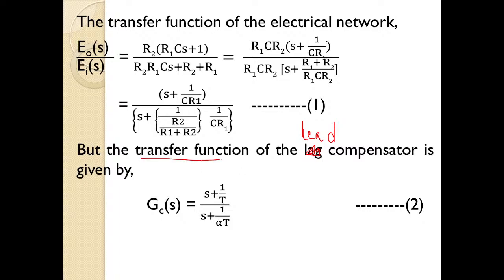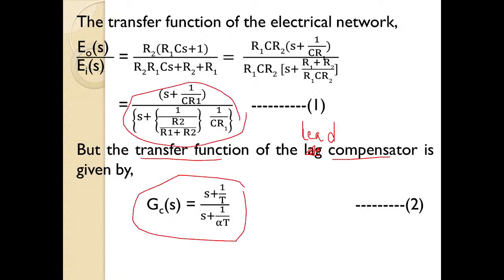So transfer function of lead compensator, just now we have seen in the previous slide, that is GC of S is equal to S plus 1 by T by S plus 1 by alpha T. So you just compare this equation 2 with equation 1. If you compare, what you can see is 1 by C R1 is equal to 1 by T. Here also 1 by CR1 is there. What is alpha value? Alpha value is R2 by R1 plus R2.